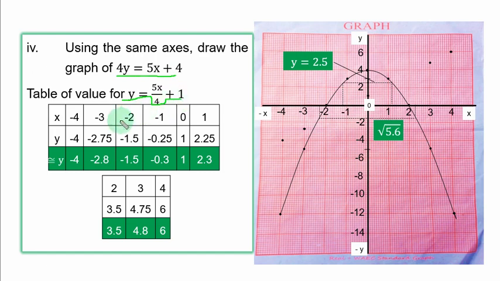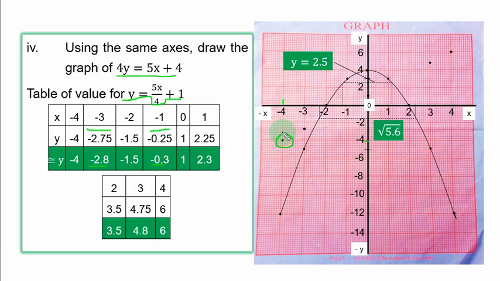So if we approximate the decimal values to one decimal place, minus 2.75 becomes minus 2.8. That is 1 dp. Minus 0.25 becomes minus 0.3, and the rest values as well. So the first point is when s is minus 4, y is minus 4. You trace minus 4 for s, minus 4 for y. This is the meeting point.